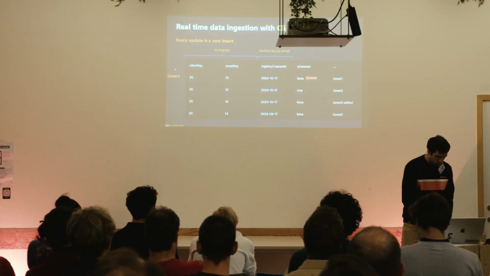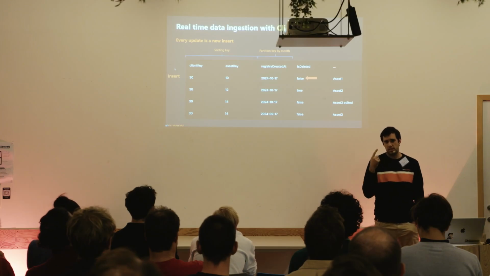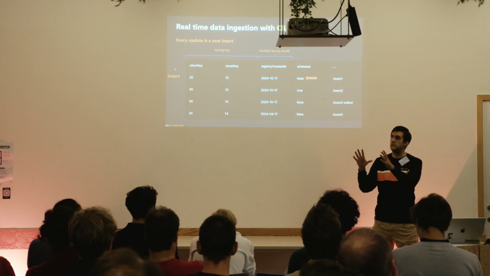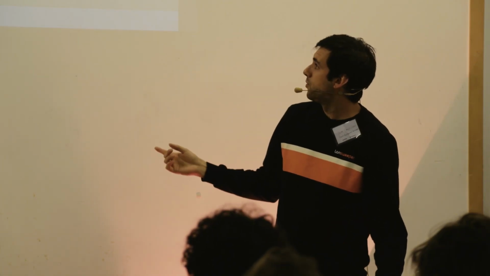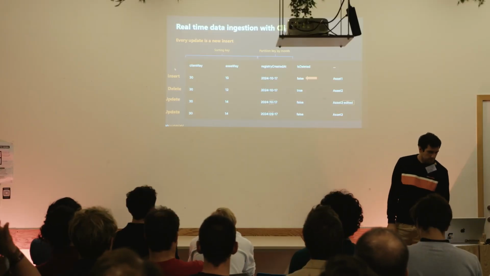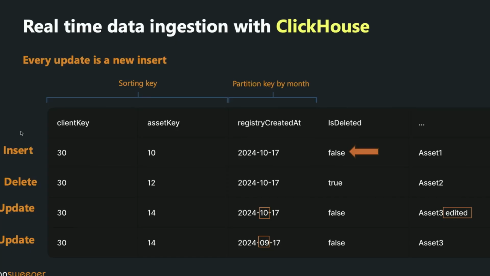So how do we do inserts? We just insert a new row with everything. If the asset has 200 fields, we take those 200 fields from MongoDB and put them in ClickHouse like that. If you want to delete, we just insert a new row, which is almost empty except for one field that tells the row is deleted. And if you are going to do an update, we just insert a new row with a different registered created key, so we know which is the latest one. And then whenever we perform a query, we aggregate by those fields. It sounds a little bit overkill, but ClickHouse is really fast doing that.